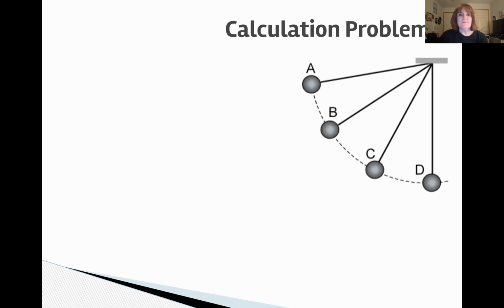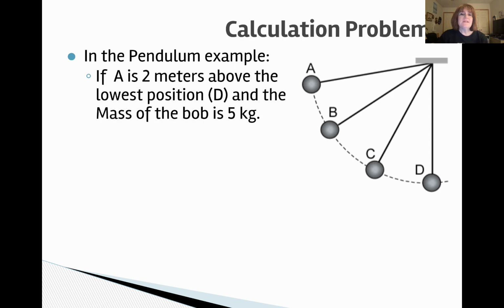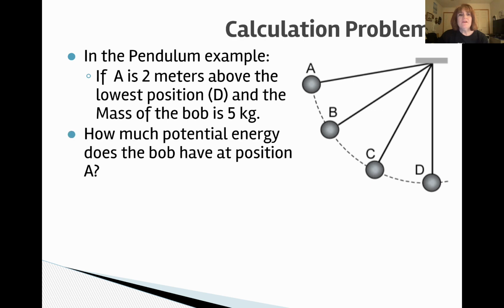So let's look at this calculation of this pendulum again. In the pendulum example, if A is 2 meters off the ground and the mass of the bob is 5 kilograms, we can actually calculate all the energies all the way through. Well, at least at positions A and D.